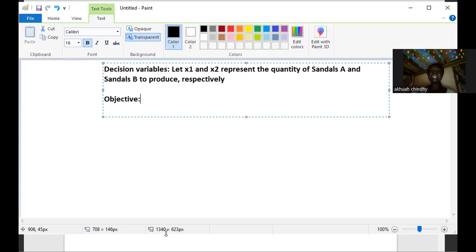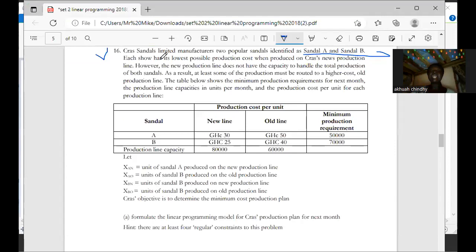Minimize costs. So from the question, you see that their objective is to what? Minimize costs. That's minimize your production cost. That's why they went to buy the new machine, the new production line. They wanted their cost to reduce, but they can't produce everything on this new machine. So they have to consider the old machine. But at the end, you have to produce in such a way that their cost will not be very high. So that's the objective function: to minimize costs.